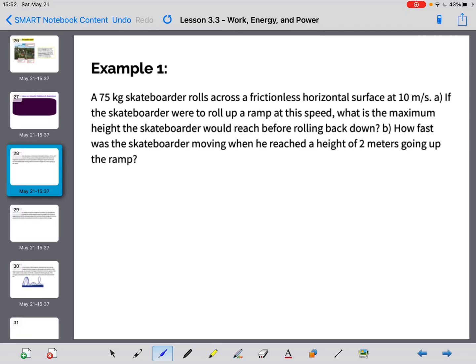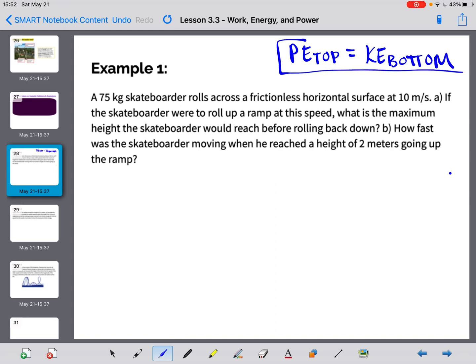3.3, work, energy, and power. Here we're going to be talking about the relationship that the potential energy at the top of an object's path is equal to the kinetic energy at the bottom of an object's path. So this is a huge idea, but this idea helps us to do a lot of mathematical relationships.